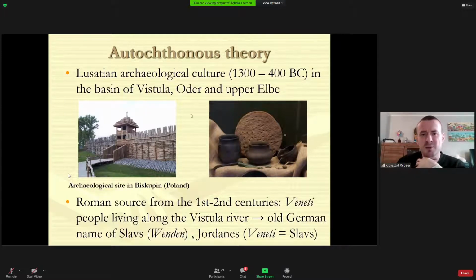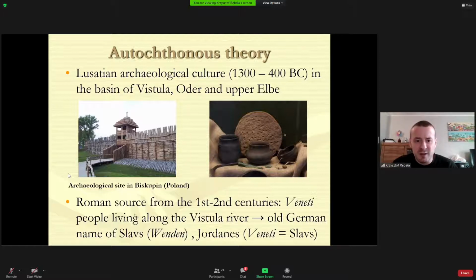Okay, and I'm sure that the Polish students know the place of Biskupin in Poland, because they are taught about this place during the history lessons. Okay, this is just an example of the Lusatian culture in Poland. Okay, and so actually nobody knows which ethnic group was responsible for the Lusatian culture. So some researchers claim that it must have been Slavs.